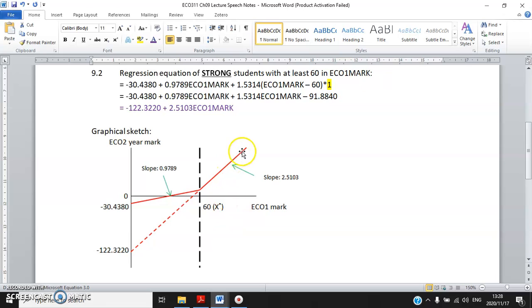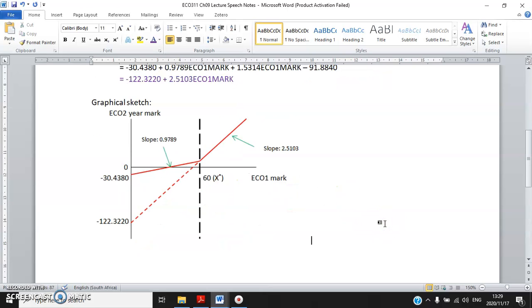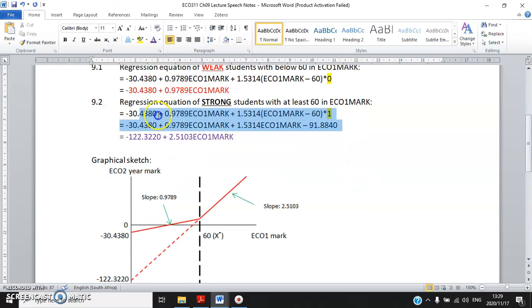All you have to do is that for this steeper line, you extend it by means of dotted line until it touches the y-axis, and then you put this constant minus 122.3220. And then if you draw this graphical sketch, you are going to get full marks. So let me leave it for another 30 seconds. And let me clearly show you the two regressions.